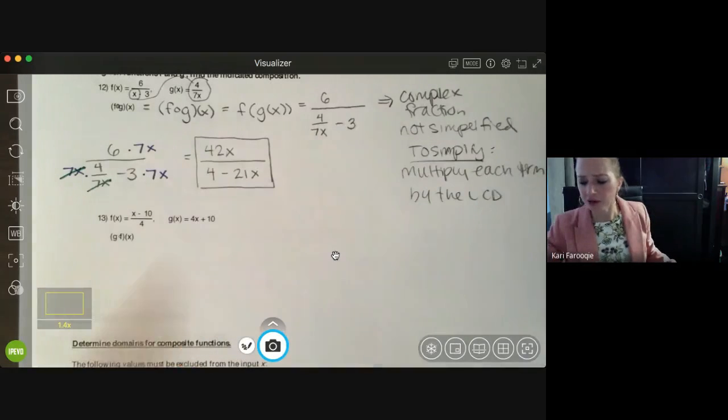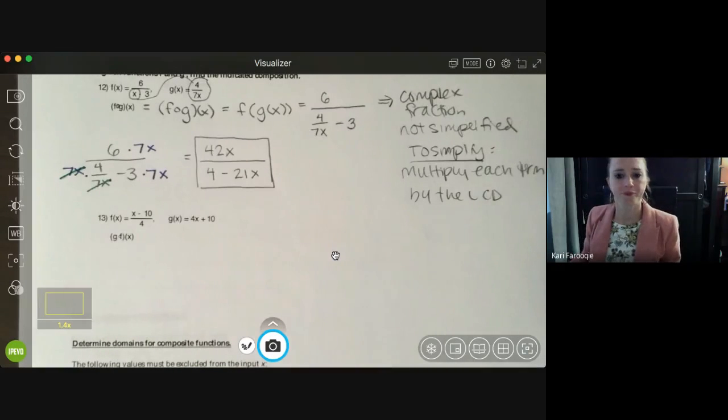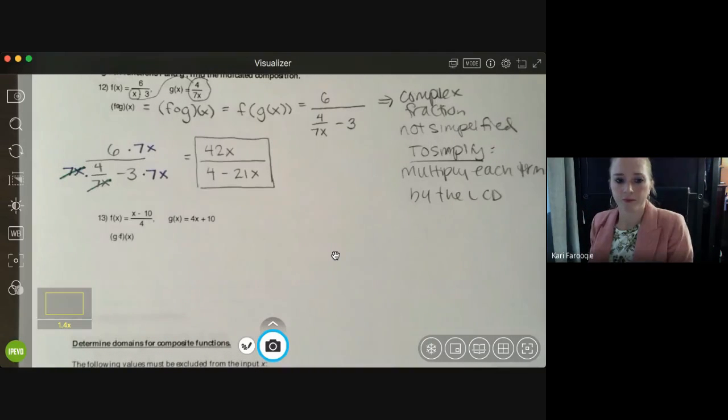Now, does anybody have a question on number 12? Okay, so anytime you have a complex fraction in your answer that has to get simplified, you must get rid of it.